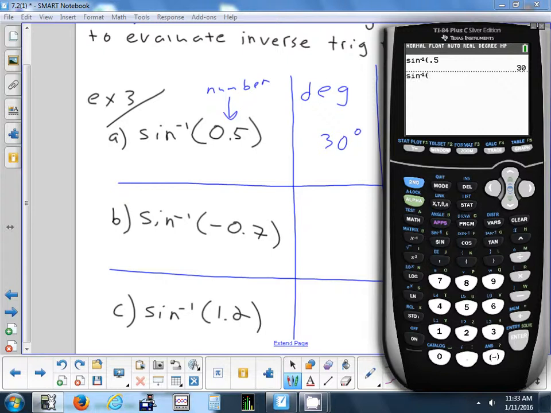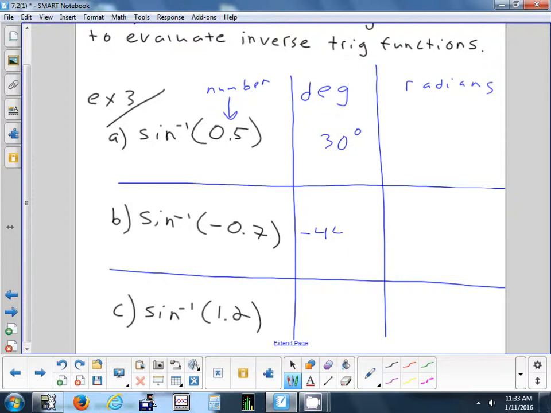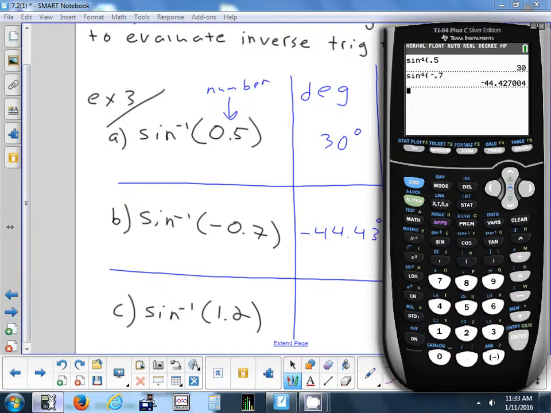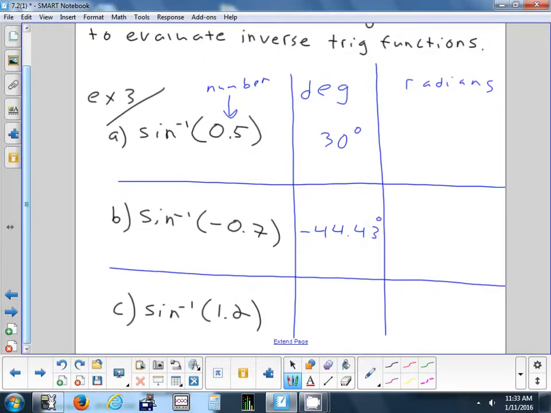Okay, what'd you get? Negative? Yep, so let's go negative 44.43. Okay, and it's very important you put that degree symbol on it. Okay, when we do it in radians, I'll show you something. Okay, what's inverse sine of 1.2? Yeah, that's undefined. Remember what we said. Think of the inverse trig function. 1.2 is beyond 1. We've got to be between -1 and 1. Okay.